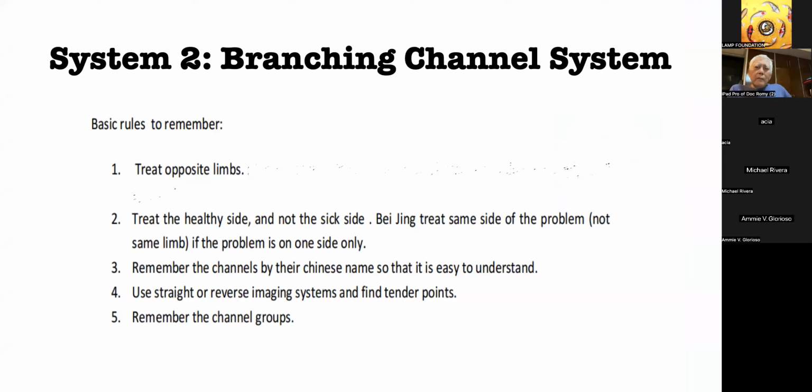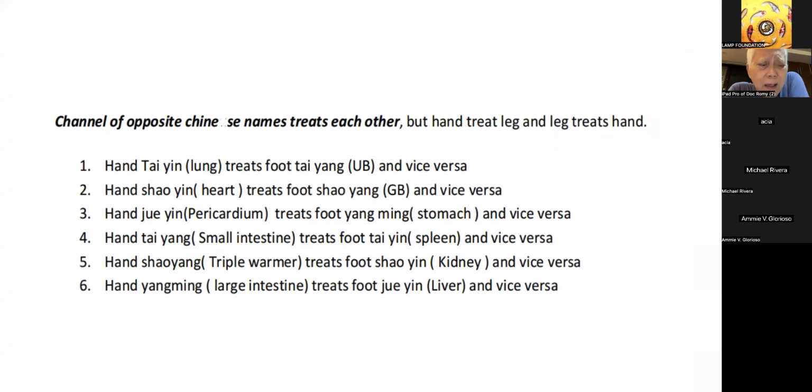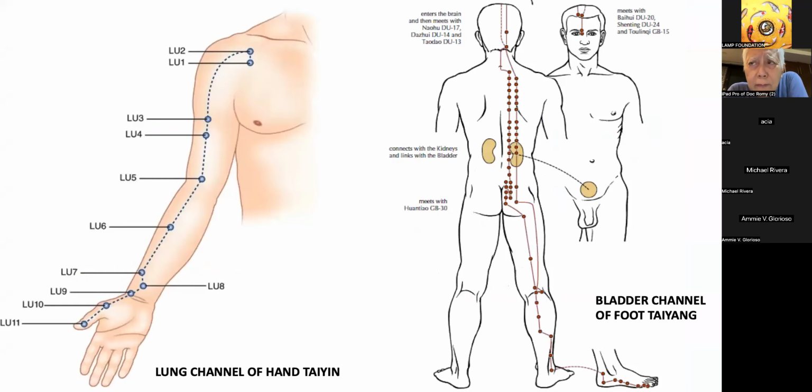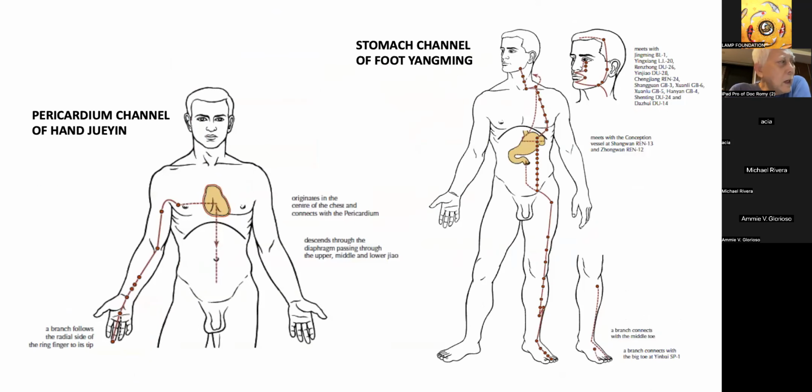However, I don't know how I can explain to you the branching channel. This involves the extraordinary relation between channels. If before, Tai Yin and Yang Ming were opposite each other, now the opposites will be Tai Yin and Tai Yang, Xiao Yin and Xiao Yang, and Jue Yin and Yang Ming. However, the balancing is, what do you call this? Yin Yang.